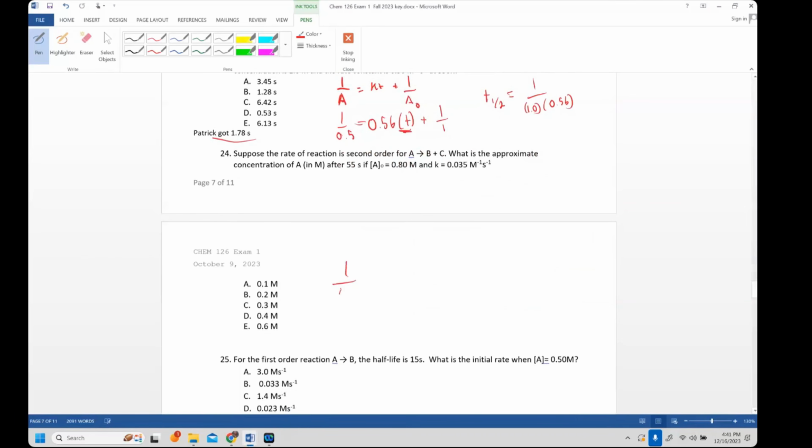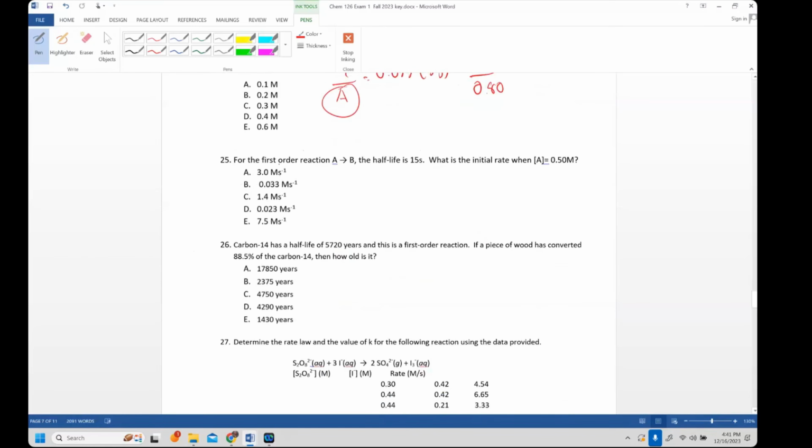We don't know A final, but we do know the rate constant of 0.035. We know the time, 55 seconds, plus 1 over the initial concentration, which is 0.80. And we can plug and chug and solve for A. And that'll give us our answer.